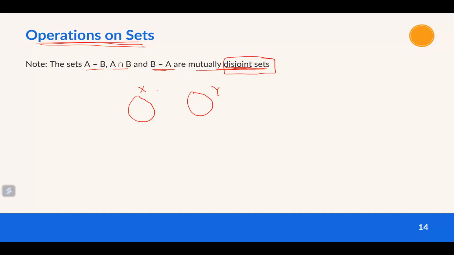It will be disjoint when there will be no overlap between the sets. What does overlap mean? Overlap means they have common elements. For example, X contains 1, 2, 3 and Y contains 4, 5 and 6. So in this case, 1, 2 and 3 will be there and 4, 5 and 6 will be there. So there is no element which is common to both the sets X and Y. Therefore, X and Y are disjoint sets.